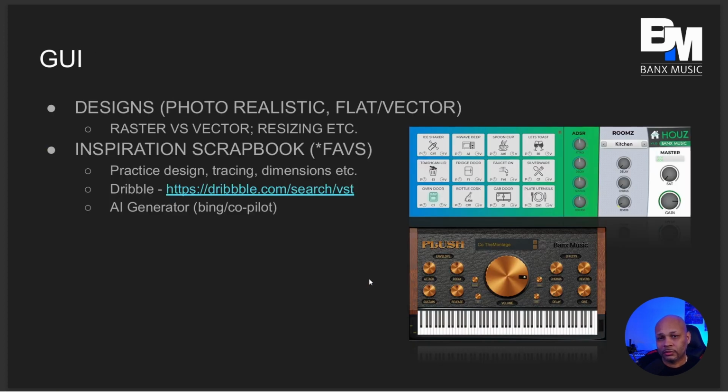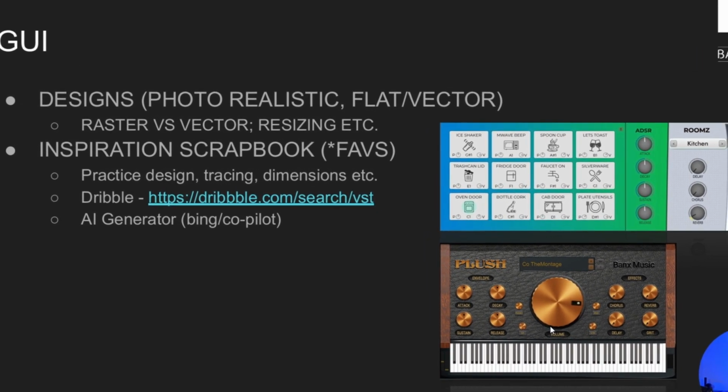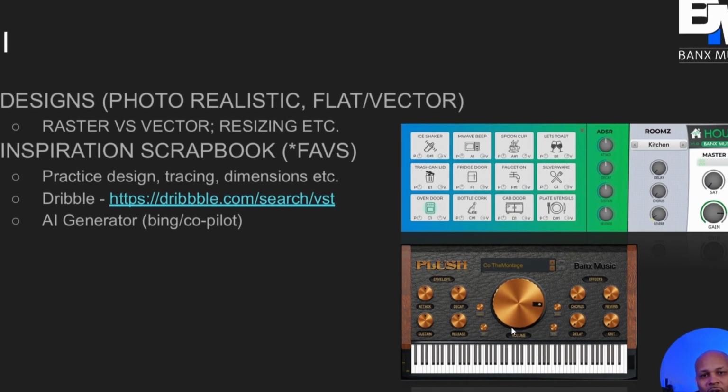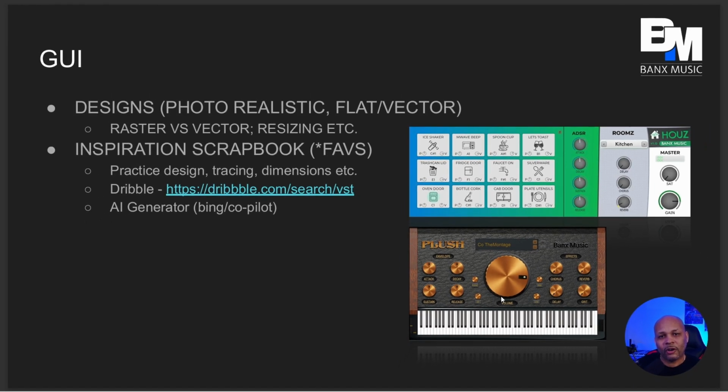Next, we're going to talk about the GUI, the graphical user interface. There's two styles. There's a photorealistic version and a flat, or we call it vector-based. Photorealistic is more like, here's one I did called Plush. You can go to my website and download it as well. But you can see it looks more like hardware, it looks like a keyboard. You think about some of your EQs and things like that. They look more like hardware gear. That's real hardware. So that's photorealistic designs.